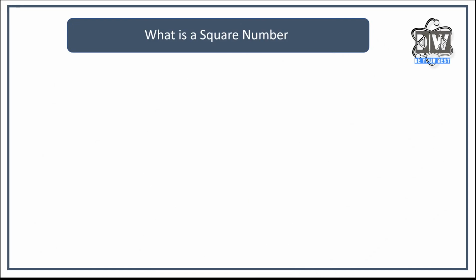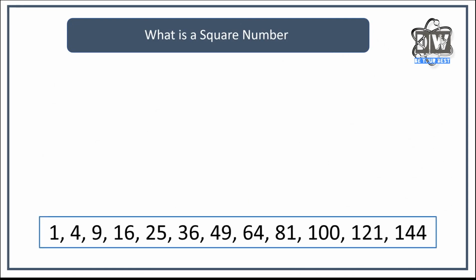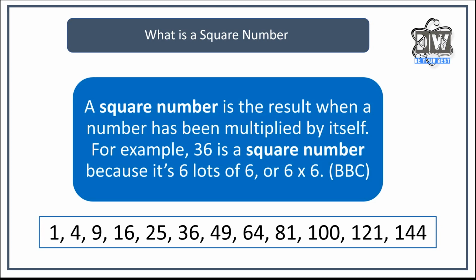So what are squared numbers? What is a squared number? Well, here's a list of them below, don't worry about that. But what is a square number? A square number is the result when a number has been multiplied by itself. For example, 36 is a square number because 6 lots of 6, or 6 times 6, equals 36. That was taken from the BBC Bitesize website.